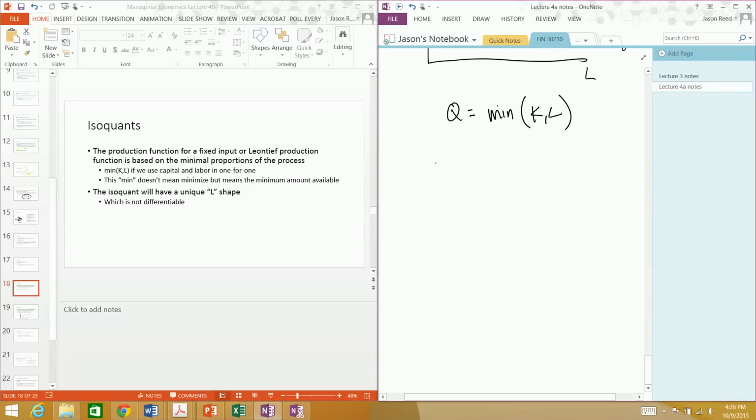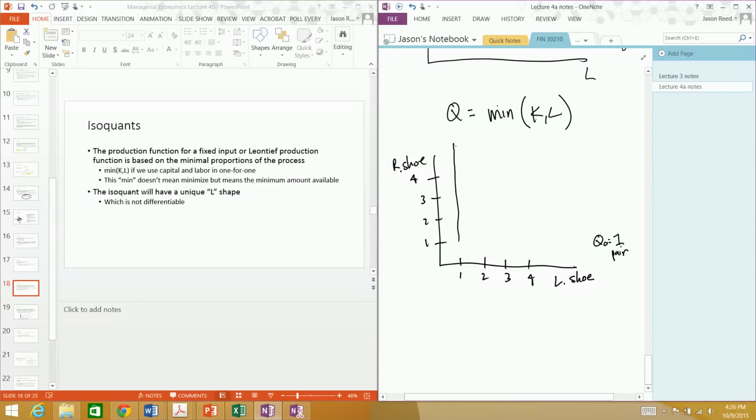So if we're making shoes, if we have a right shoe and a left shoe, we can have inputs of left shoes of 1, 2, 3, and 4, and inputs of right shoes of 1, 2, 3, and 4. So now, if we want to make an isoquant of one pair, right? Q is going to be fixed at one pair of shoes. Well then, what does our isoquant look like? Well, we know that if we were to have just one left shoe, we could have as many right shoes as we could possibly have.